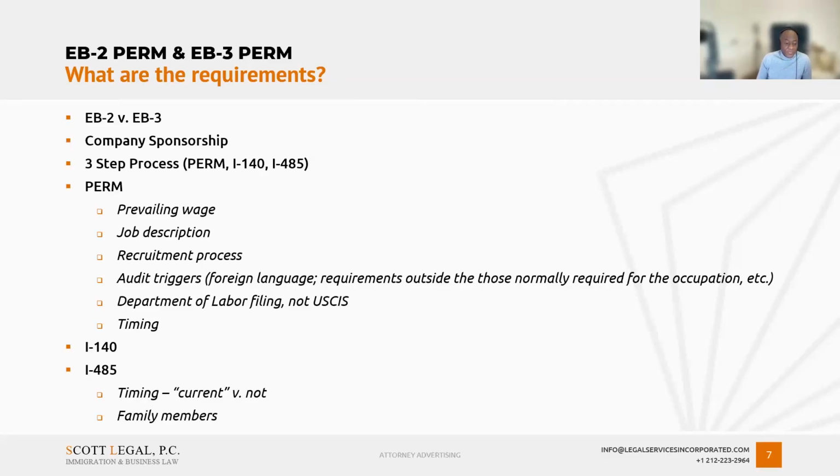So the perm process is, as I said, really showing that you can't find a qualified U.S. worker, but that is quite an extensive process where you actually have to do a job posting for a job that really doesn't exist and come up with a job description, come up with a particular wage, and then interview people. And if you find a qualified U.S. worker, you have to stop the process. But if not, you can move ahead. And we have already talked about the I-140 and the I-485.